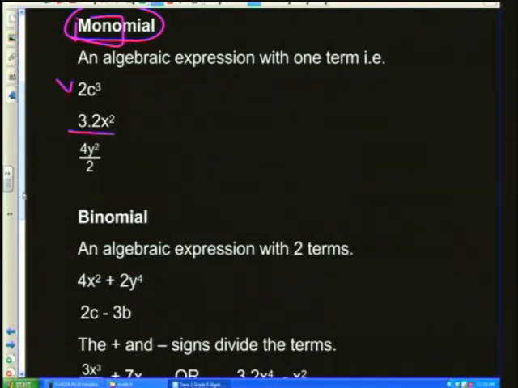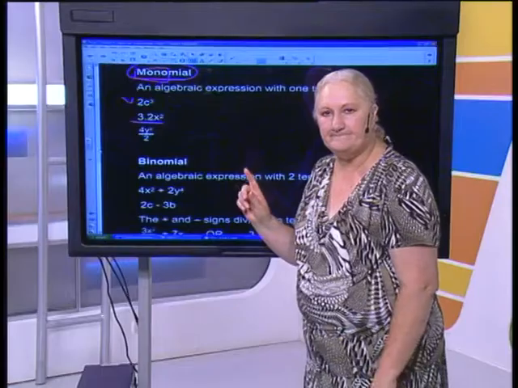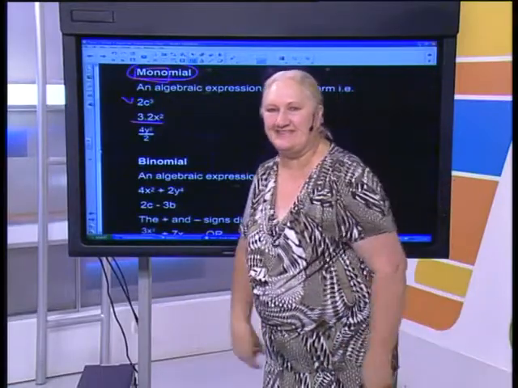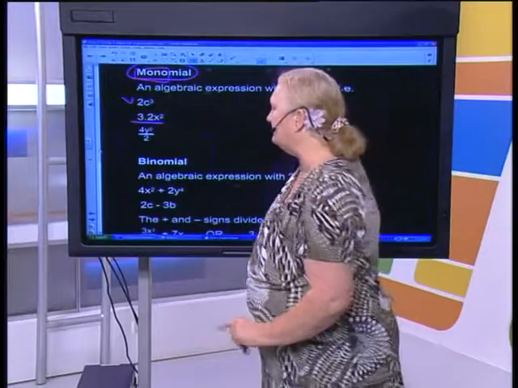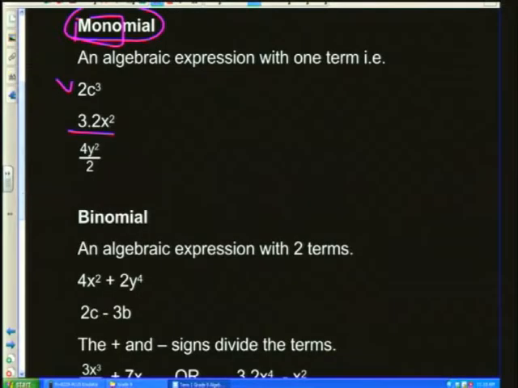There's one term. Oops, there's two terms. Do you see there's a 3 and there's a 2x squared? Yet I'm saying it's a monomial. Okay? I'm not going to say anything further. I'm going to leave it at that because I'm going to ask you a question because I want you to think about it. Look at the question. What does that mean? That means multiplied. So remember that. The next one, we also seem to have two terms, but I am classifying it as a monomial, one term. It is 4y squared divided by 2. Okay, I'm going to leave it at that.